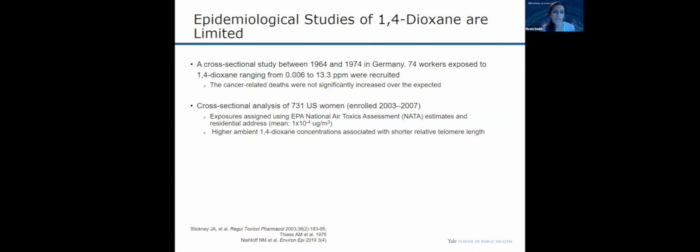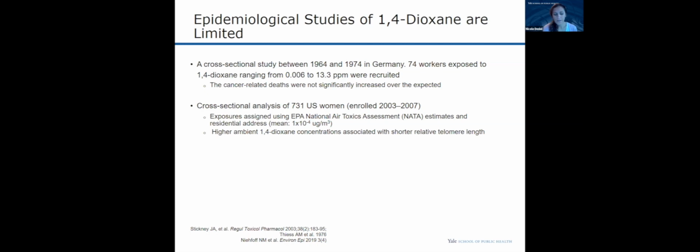People may be familiar with that. This one was a pretty large study, enrolled 731 women, and they were assigned exposure to dioxane based on the EPA's air toxic assessment program, where they have census level estimates for dioxane exposure. And they also had blood samples for this population and were able to measure telomere length.